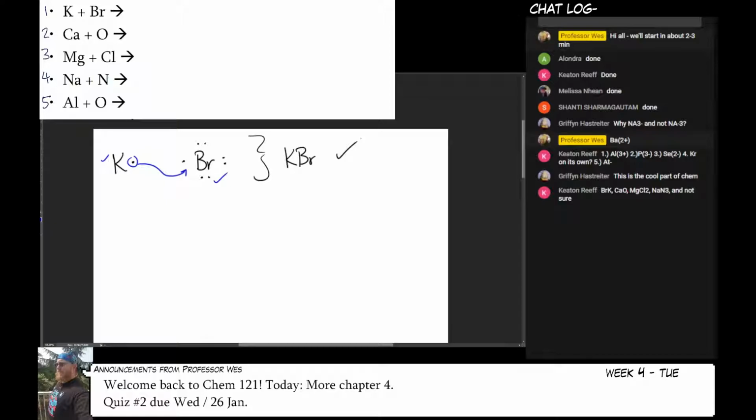Now, if you wanted to look at the ions that were formed from this, you could say, well, I've made a K plus and a Br minus. We're going to look at that in the next section. Here, I'm just going to show you this graphically to move around valence electrons. All right, so the next one, calcium and oxygen. Calcium has 2 valence electrons.